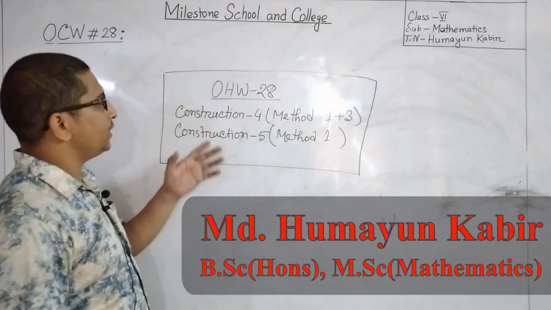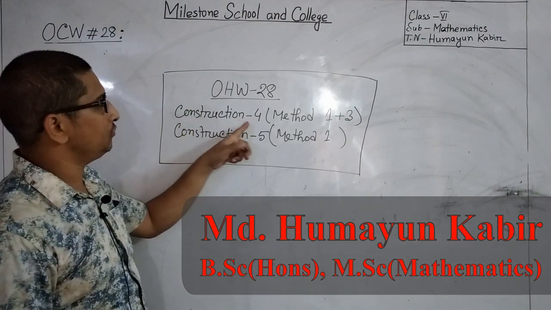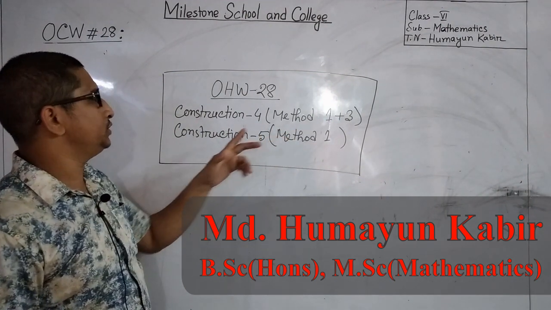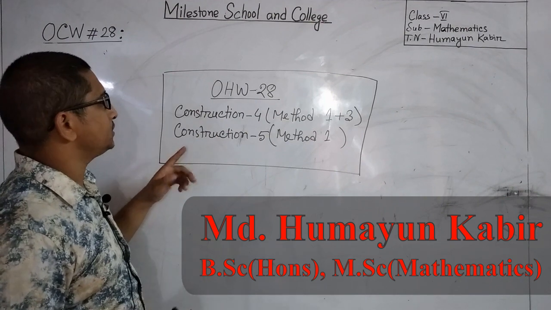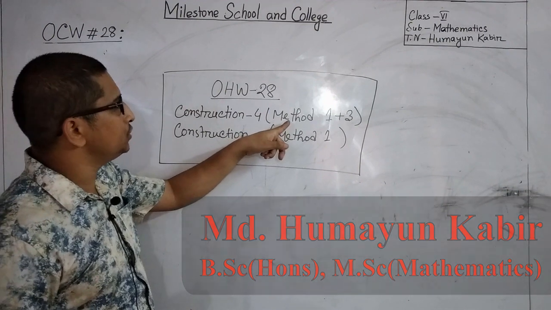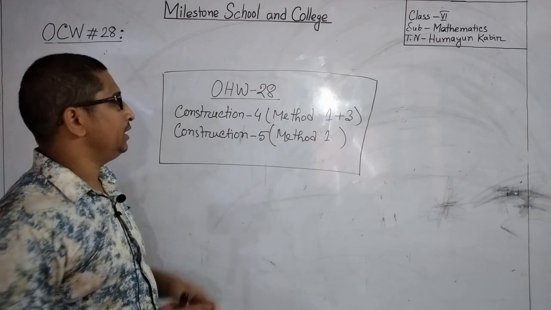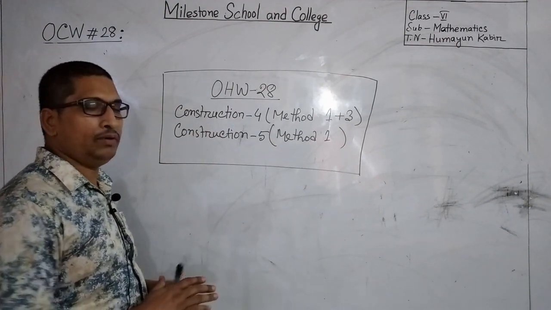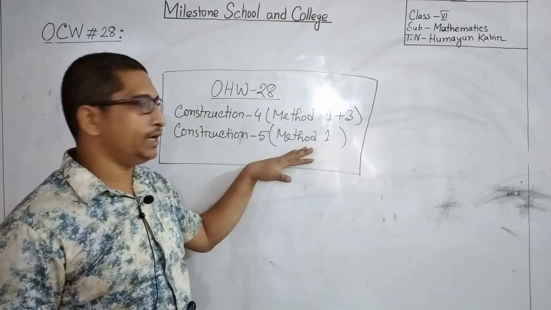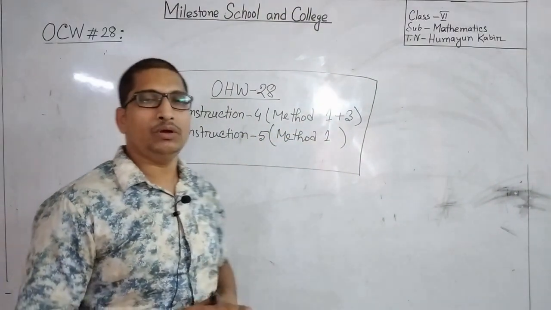Dear students, OSW number 28. Here, OSW number 28, construction 4, method 1 and 3. Already we have learned construction 4, method 2. Now, in your SW, you will do method 1 and 3 of construction 4, and method 1 of construction 5. Here, in constructions 4 and 5, we have learned method 2.